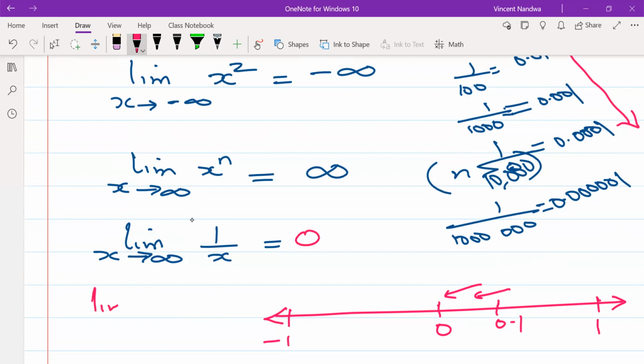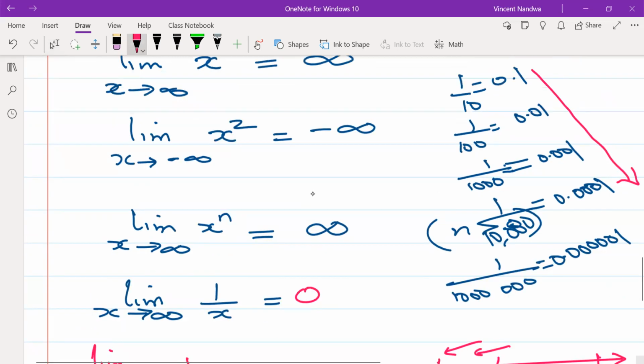And what would be the limit as x approaches negative infinity of 1 over x? So as you make x negative, you're increasing the negative values of x. It's the same thing as just using this, making this negative. So the only difference will be the negative signs here. Where will it be converging to?